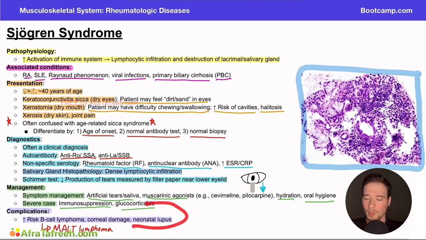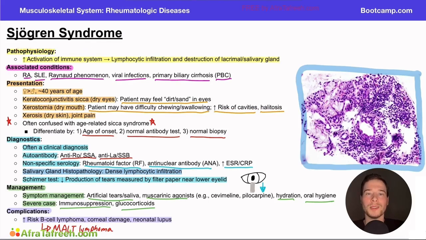And finally, there's an increased risk for neonatal lupus. Neonatal lupus is a problem for a baby because it predisposes them to have an increased risk of heart block, various rashes, or cytopenias. And so in a patient who has Sjogren's syndrome, there's an ability for these antibodies to be passed along to the baby through the placenta, and thus leading it to a higher risk of developing neonatal lupus.